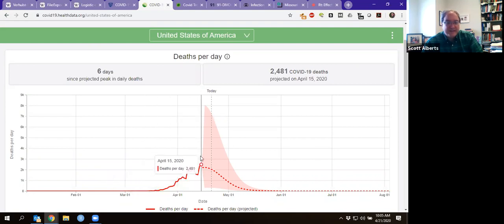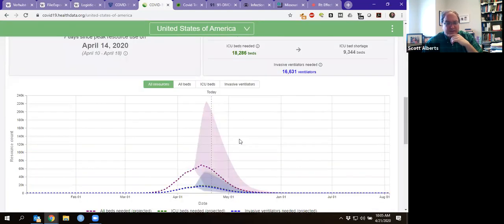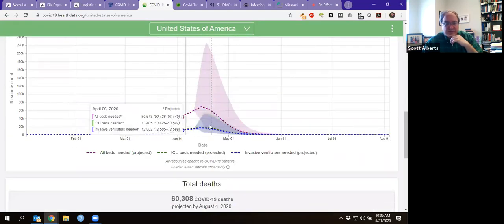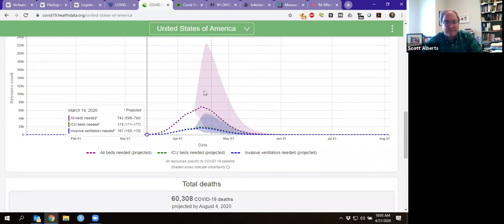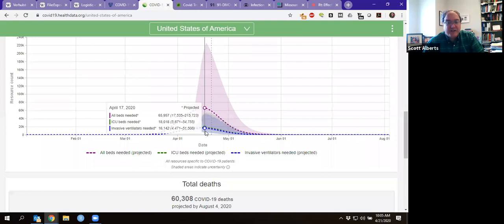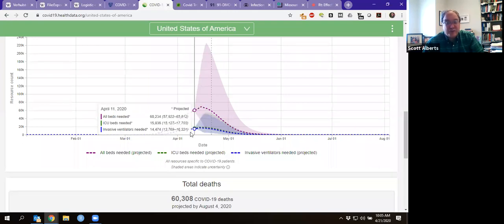And you can see that it does look like we've peaked. You can also see that the line is not smooth. Even though we like to make those mathematical curves that are very smooth, in practice, that's not really what you see. Here is the use of hospital beds and ICU beds, and you can see again that we've peaked. They do have a projection of the uncertainty, and you can see that it's huge. Some of that has to do with whether or not social distancing practices are continued.